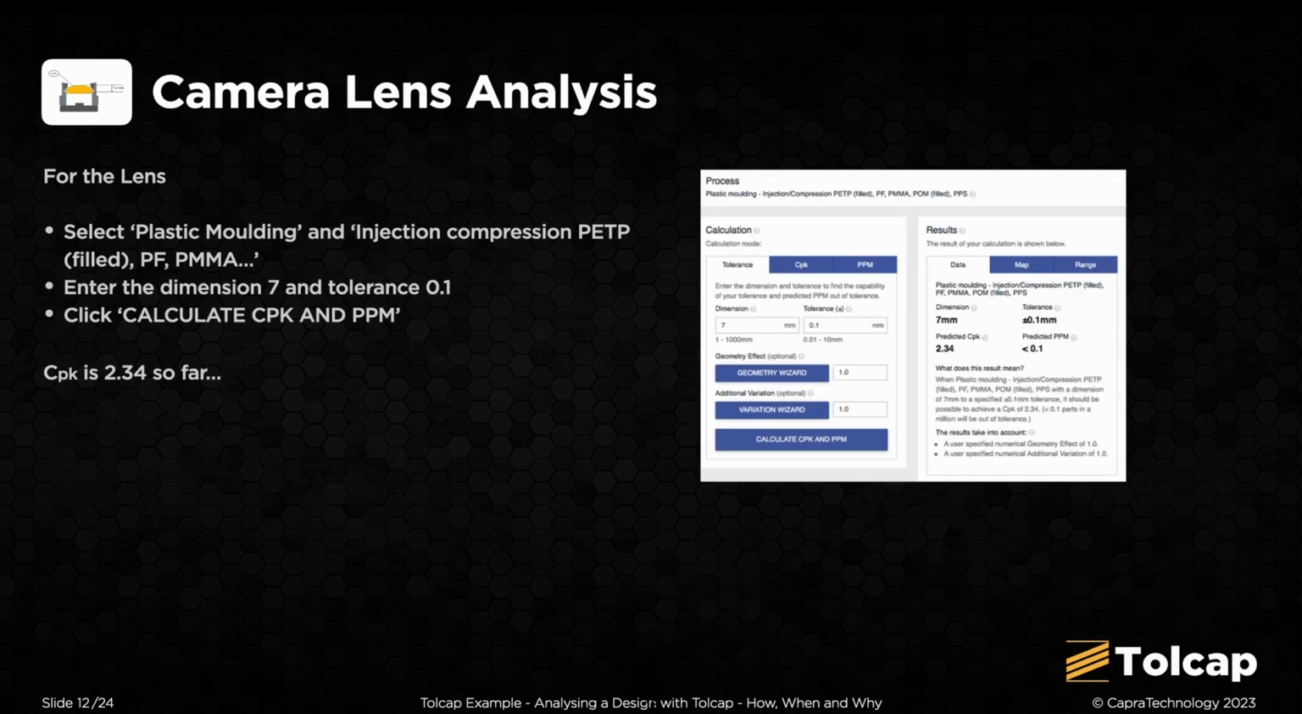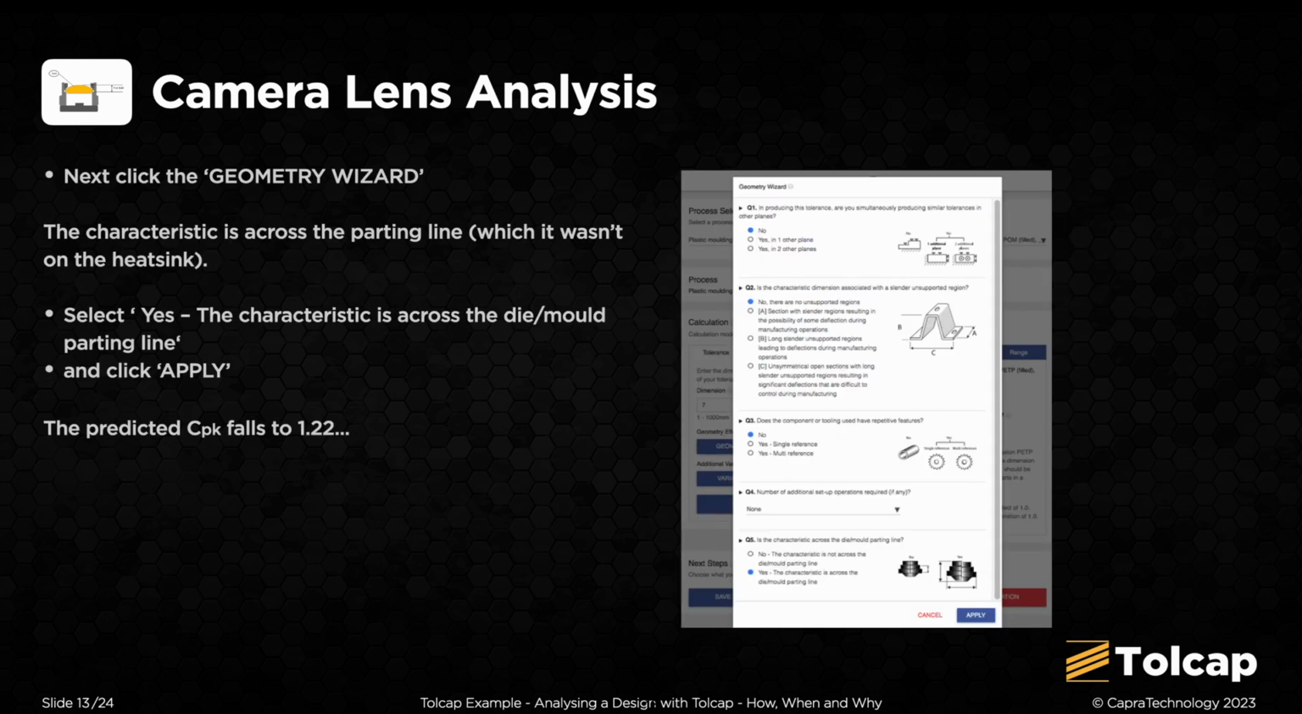To analyse the lens, select Plastic Moulding and Injection Compression, PETP, Filled, PF, PMMA, etc. Get back on the Tolerance tab, enter the dimension as 7, tolerance 0.1. Click Calculate CPK and ppm, and CPK is 2.34 so far. Next, click the Geometry wizard.